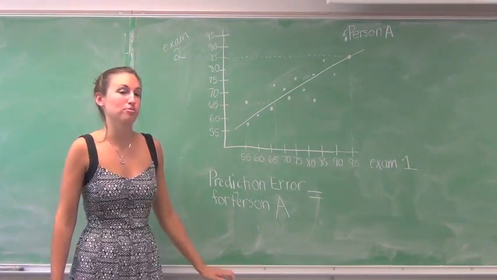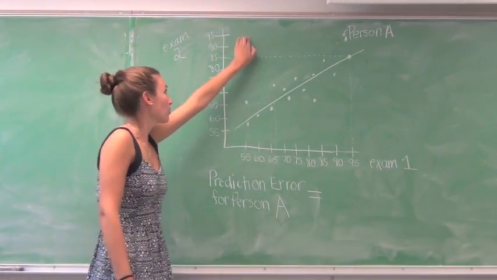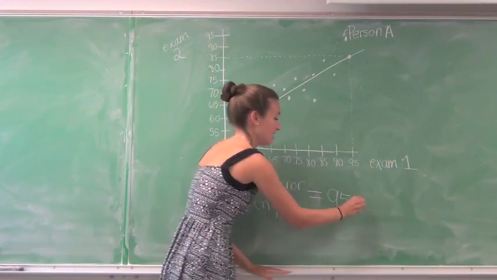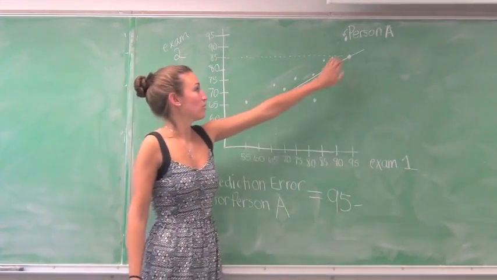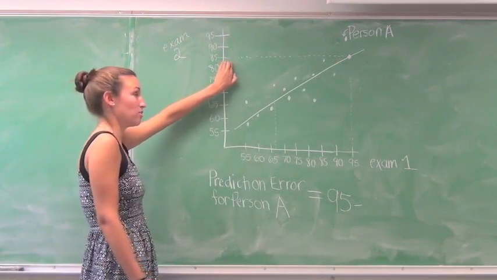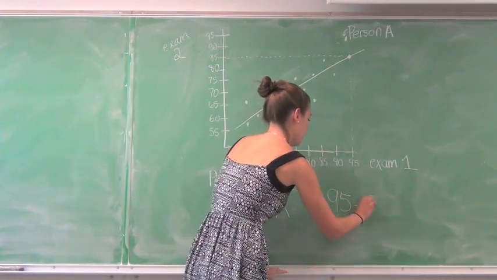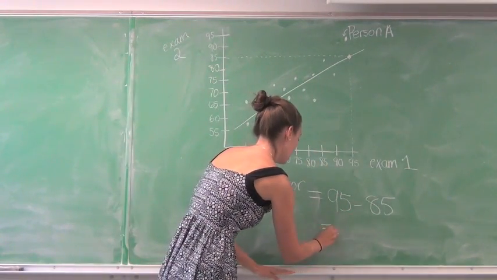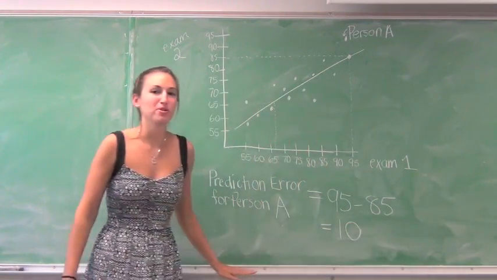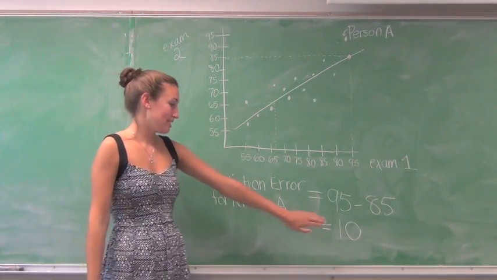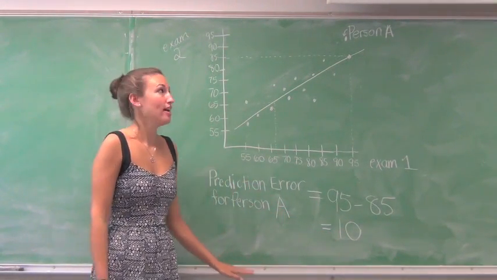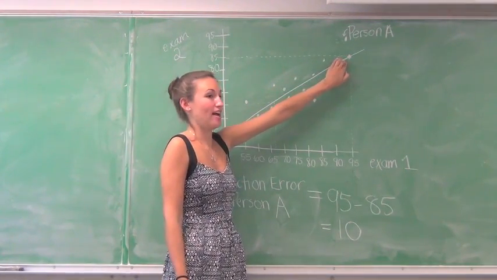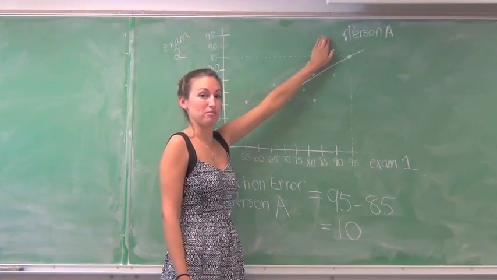So our actual score for person A, they actually, again, scored a 95, actual minus what we predicted. The regression line predicted that they would score an 85. So doing this math, we're going to get a prediction error of 10 for person A. Now, notice that 10 is a positive prediction error, and that's because person A lies above the regression line. They actually did better than we predicted them to do.